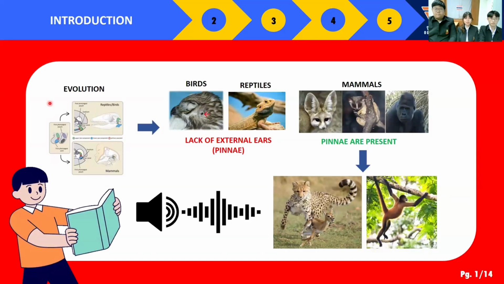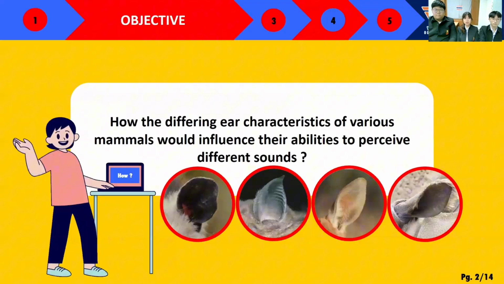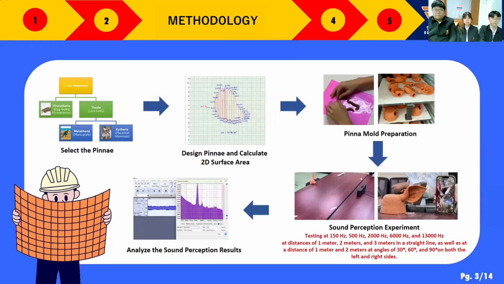One of the most important evolutionary advances in mammals is hearing, which led to the creation of the pinna. Every mammal has a unique pinna that optimizes its hearing capability according to its needs. Thus, we aim to study how the different ear characteristics of various mammals would influence their ability to receive different sounds. Here is the overview of our methods, involving our 5 steps.